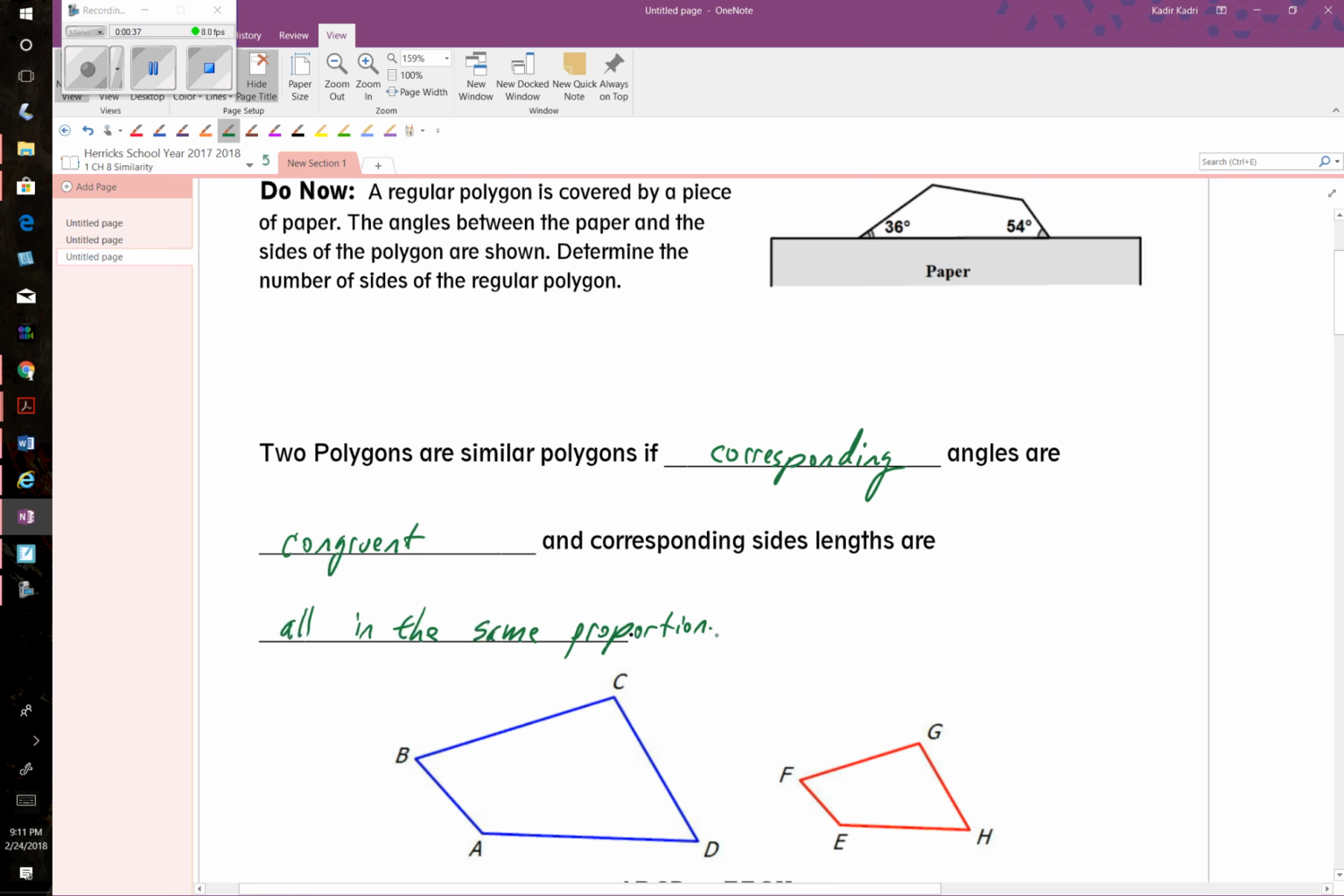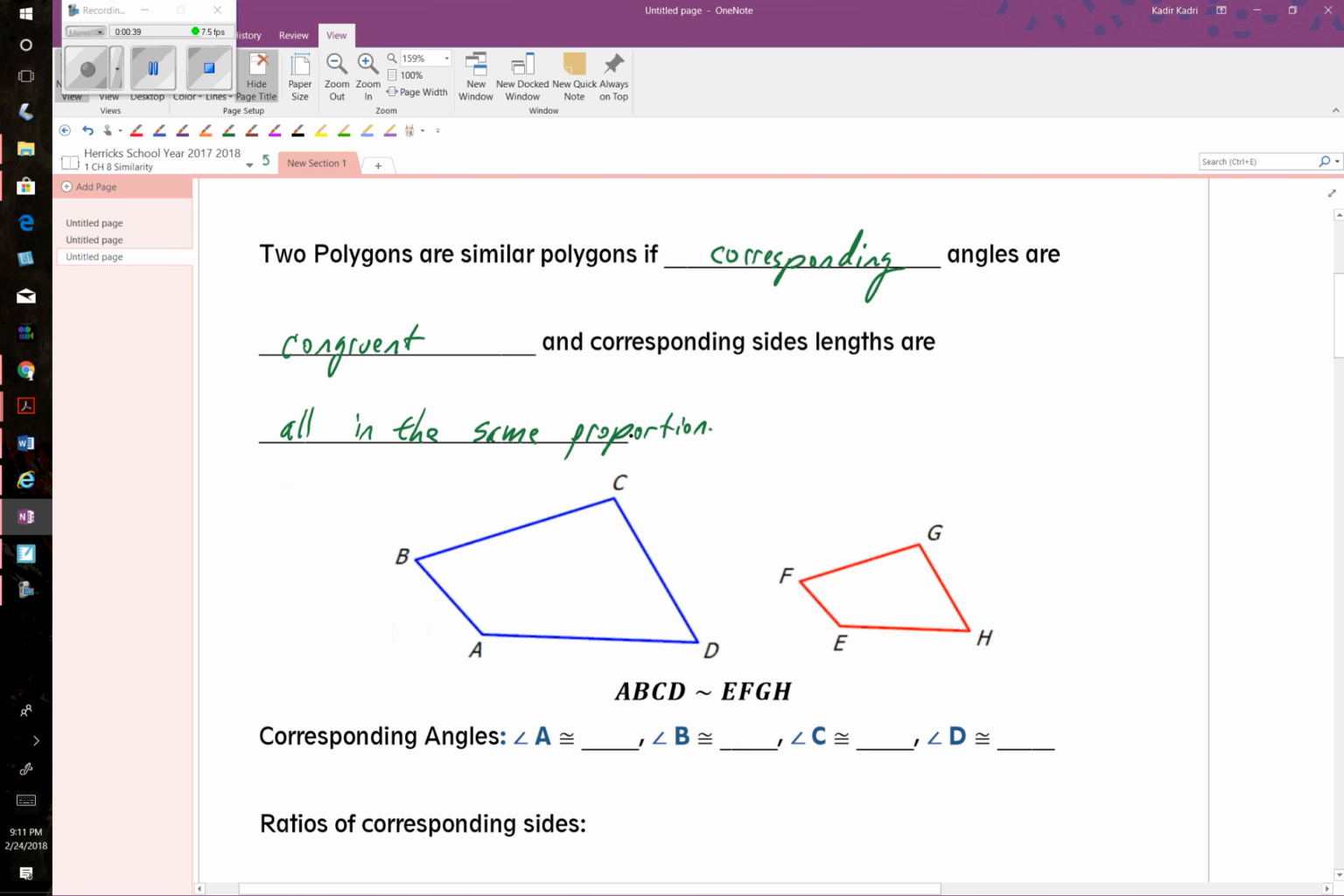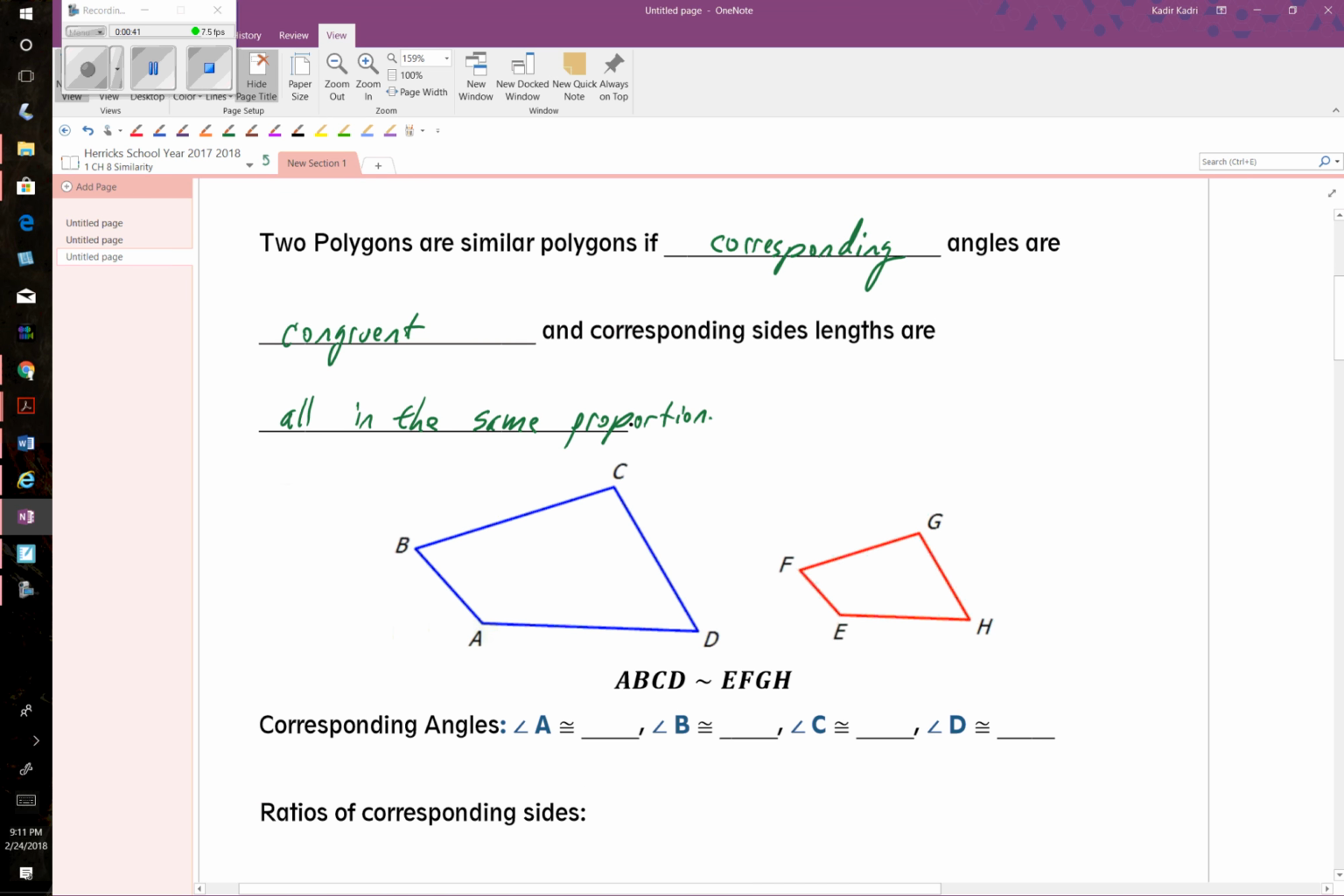Okay, now looking at this figure here, they're telling us that this blue figure and the red figure are similar. They're similar because they're telling us with this little symbol here. That's the symbol for similarity. And because they're telling us that, well, then we know that all corresponding angles are equal. And if you look at the name, it actually gives it away.